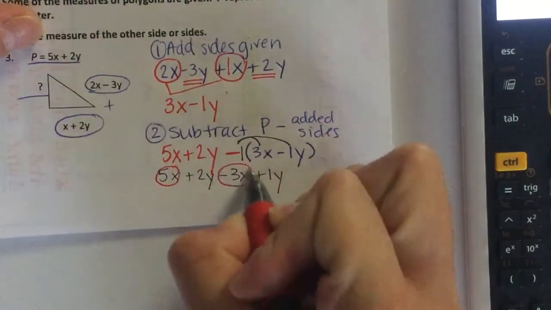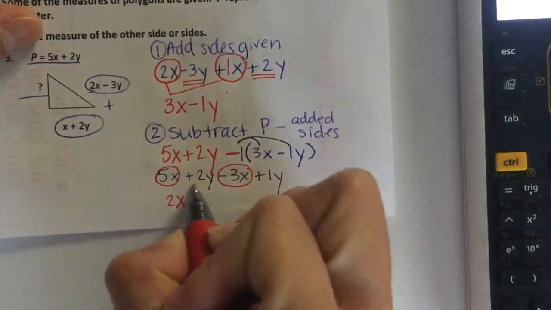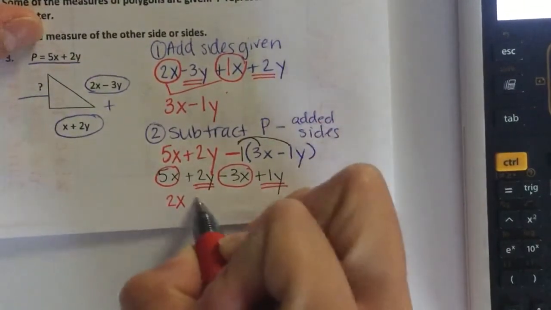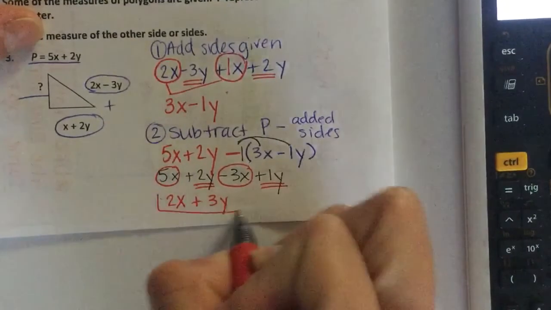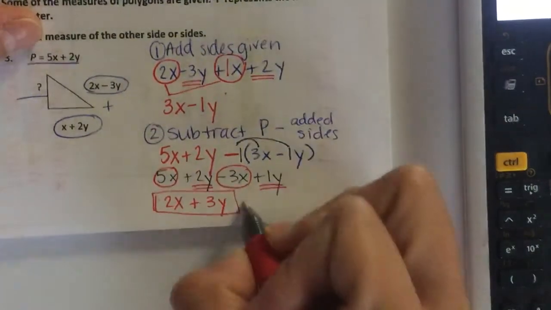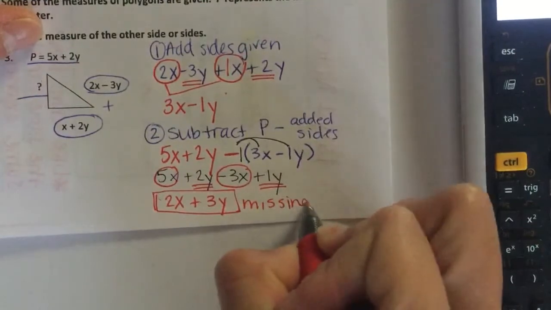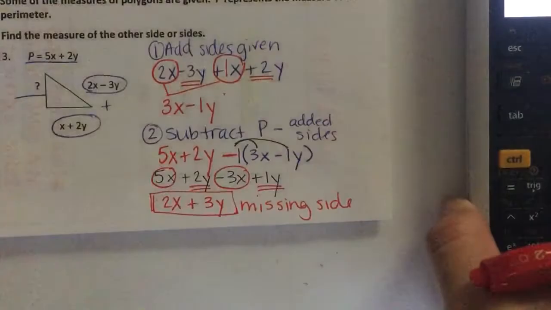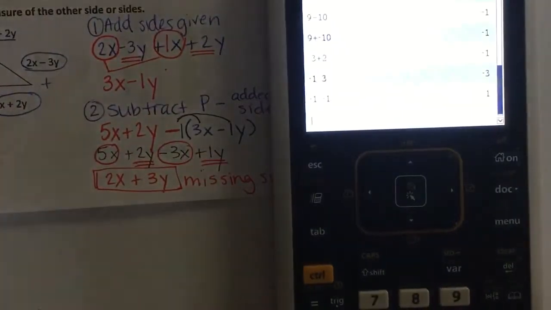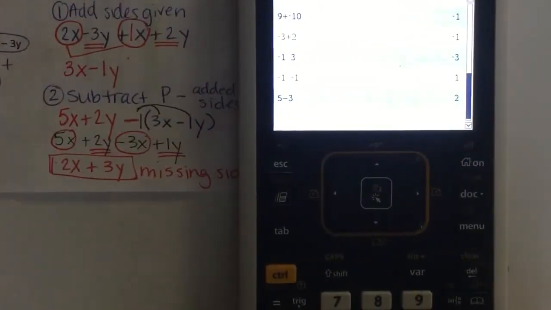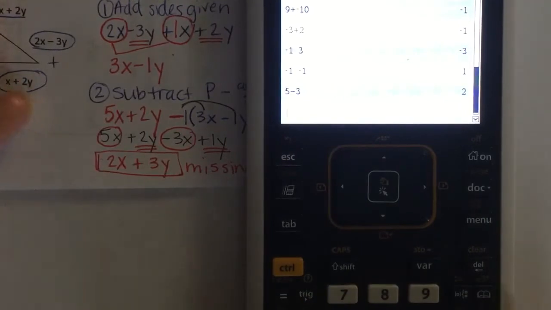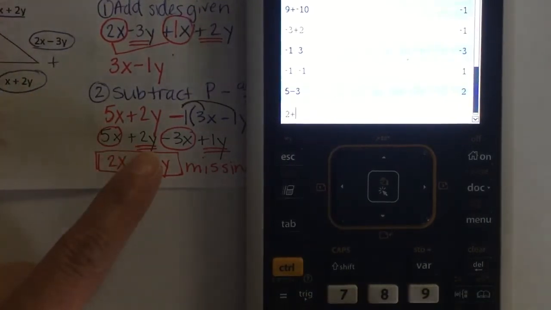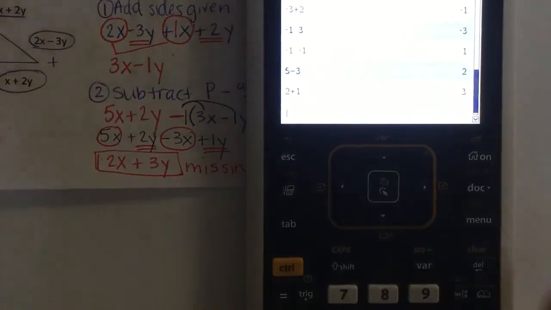5x minus 3x is 2x. 2y plus 1y is plus 3y. Now you're done. This is the missing side. And again, you're combining your like terms. To get 2x, you take 5 minus 3, 2. That's where we get the 2x. Then you take 2 plus 1, 3. That's where we get the 3y.